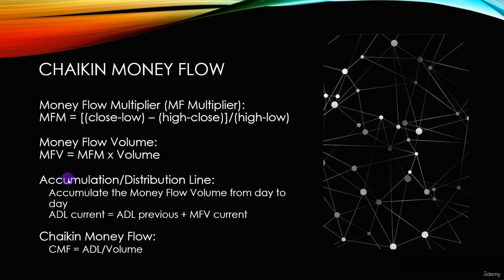Then to compute the accumulation distribution line, or the pressure to buy or to sell line, in other words, we accumulate the money flow volume from day to day. So it's just cumulative. So the current ADL is equal to the previous ADL plus the current MFV, which is the money flow volume that we have just computed here. Then the Chaikin money volume is just the ADL divided by the volume, normalized by the volume. And this is how we compute this.